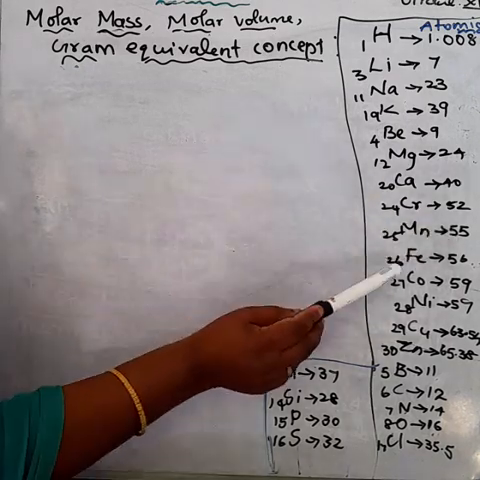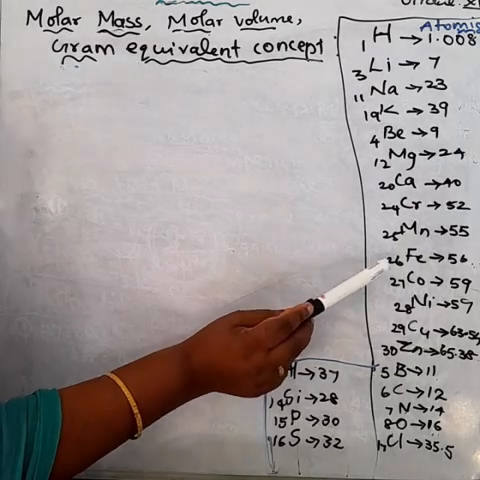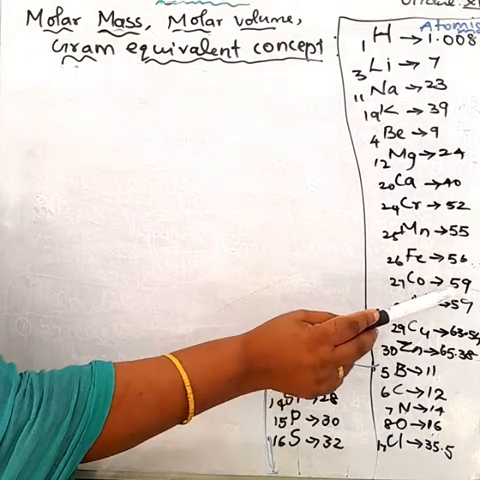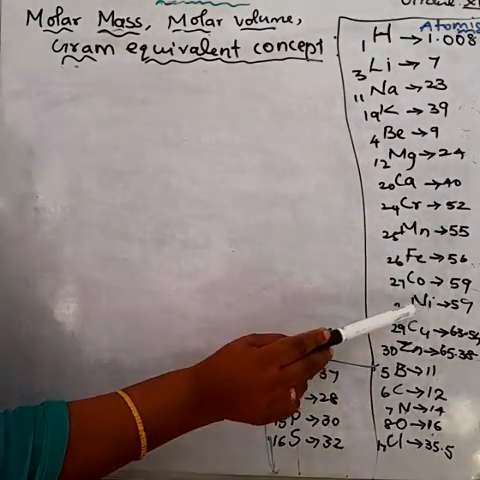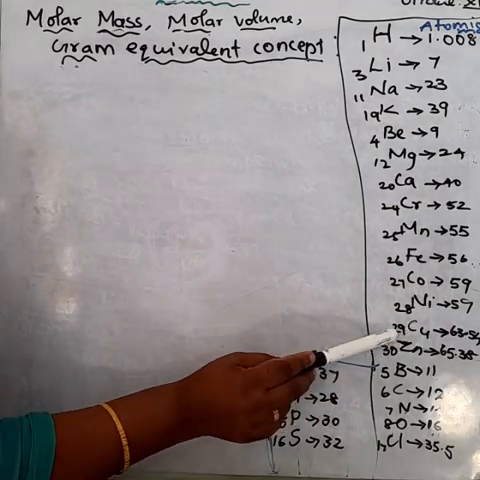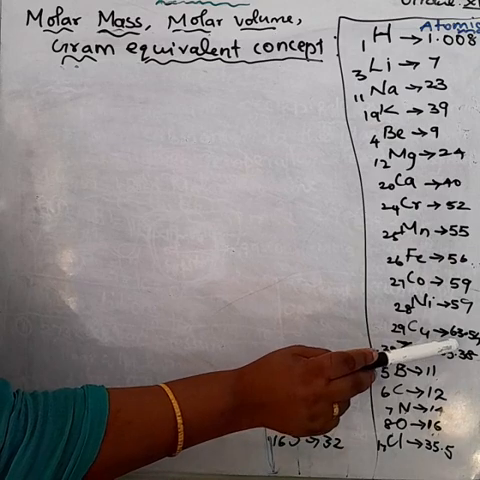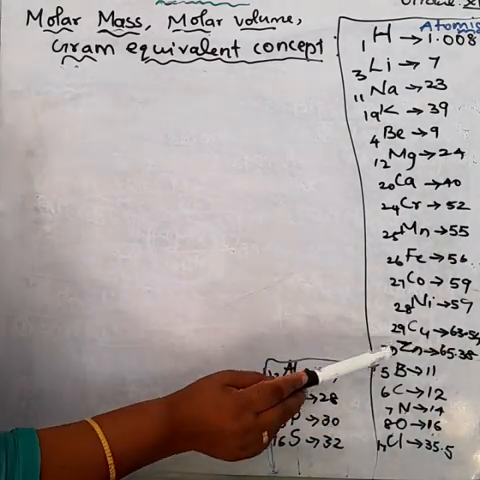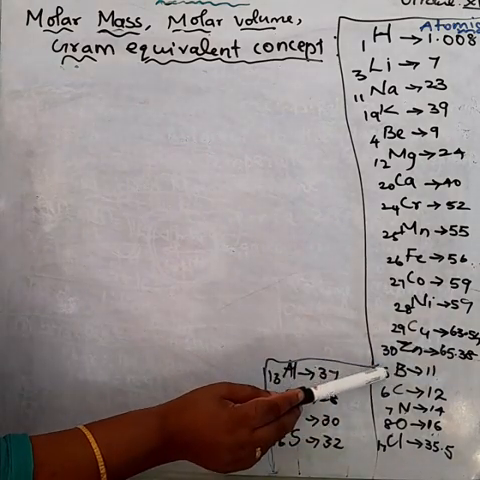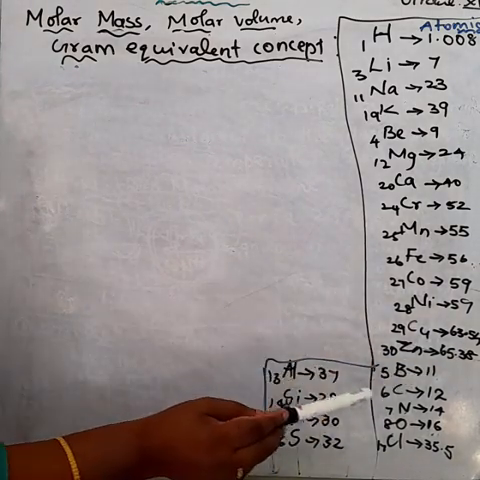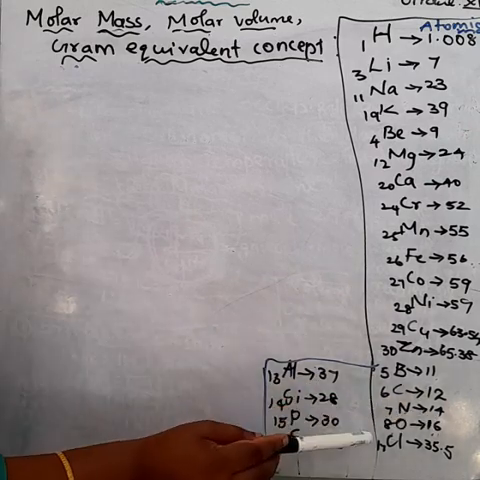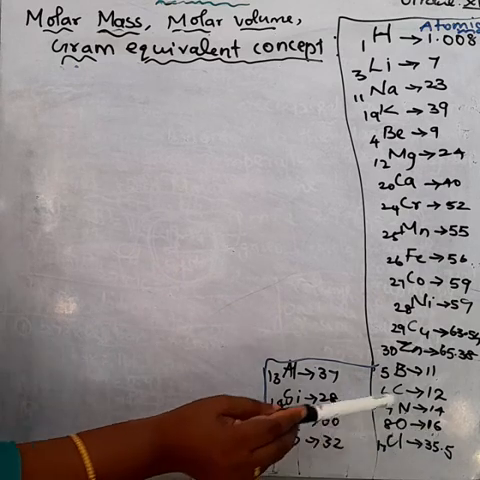Iron, Fe, atomic number 26, atomic mass 56. Cobalt, atomic number 27, atomic mass 59. Then nickel, atomic number 28, atomic mass 59. Copper, atomic number 29, atomic mass 63.54. Zinc, atomic number 30, atomic mass 35.38. Boron, atomic number 5, atomic mass 12. Carbon, atomic number 6, atomic mass 12. Nitrogen, atomic number 7, atomic mass 14. Oxygen, atomic number 8, atomic mass 16.